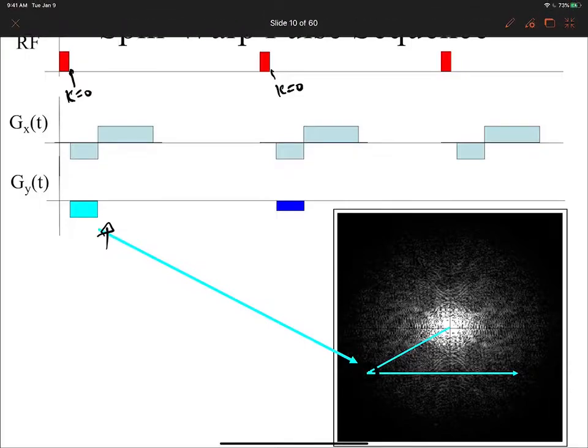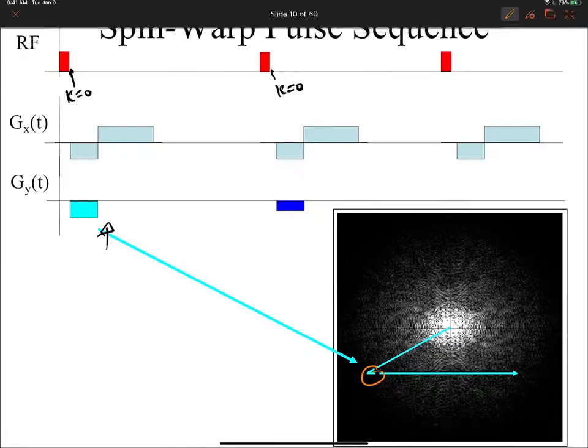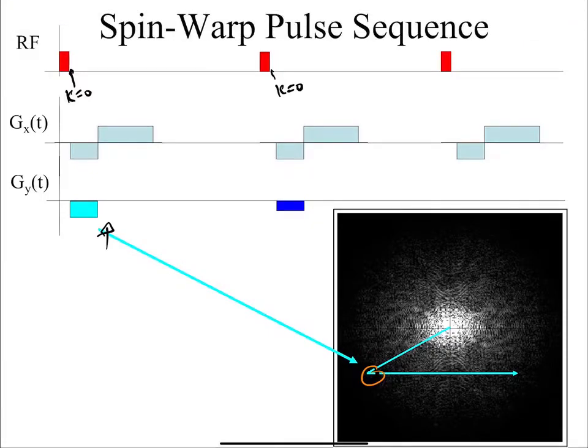So we're out to here in k-space. That cyan gradient moves us out to there in k-space, and then the readout gradient. So this is what's called the readout gradient. And the reason it's called the readout gradient is because as we're going along k-space, we're reading out the data as we go through k-space. So that's the first line of k-space.